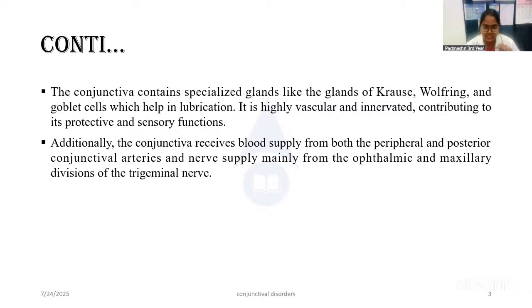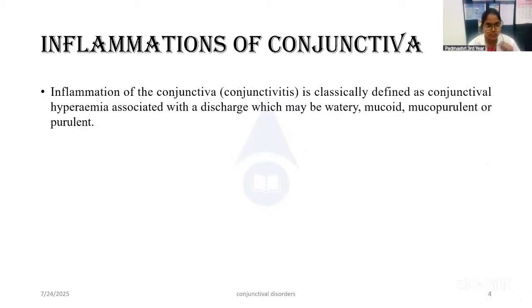Additionally, the conjunctiva receives blood supply from both peripheral and posterior conjunctival arteries, and nerve supply mainly from the ophthalmic and maxillary divisions of the trigeminal nerve. Inflammation of conjunctiva, that is conjunctivitis, is classically defined as conjunctival hyperemia associated with a discharge which may be watery, mucoid, mucopurulent, or purulent.